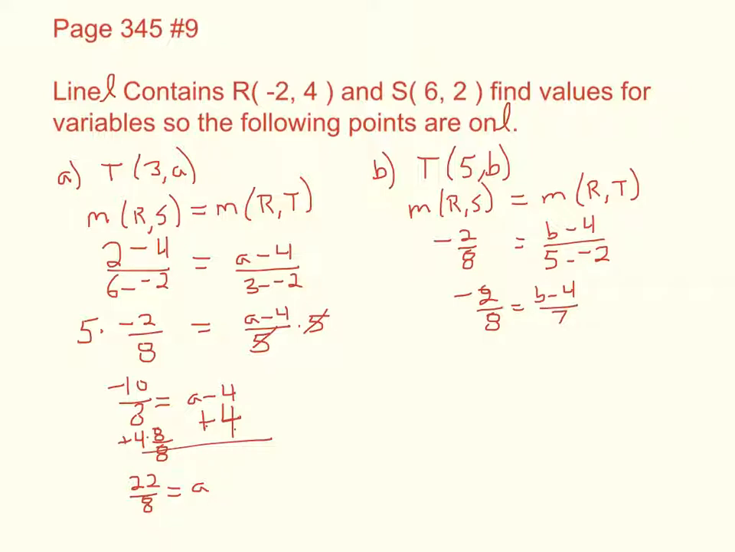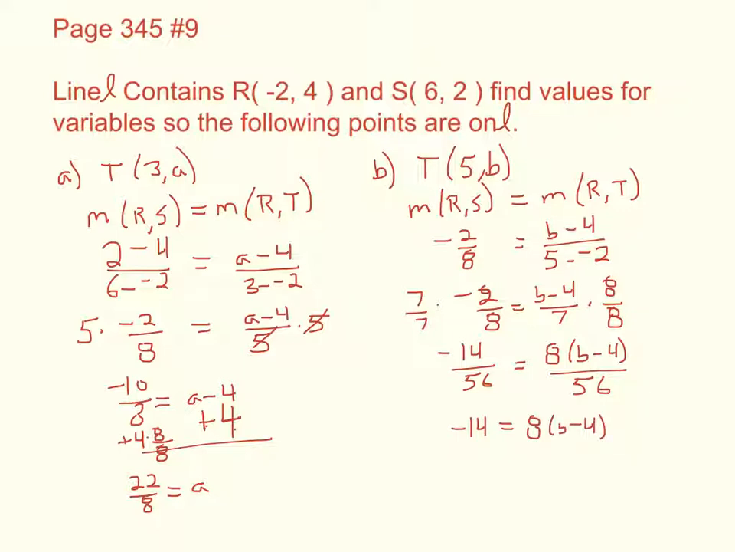Just to show this a little bit of a different way, why don't we get the same units here by multiplying the right side by 8 over 8 and multiplying the left side by 7 over 7. Negative 14 over 56 is equal to 8 times b minus 4 over 56. Because they're both 56ths on both sides, we don't even have to worry about the units. So this tells us that negative 14 is equal to 8 times b minus 4. You could also get that equation by multiplying both sides by 56.